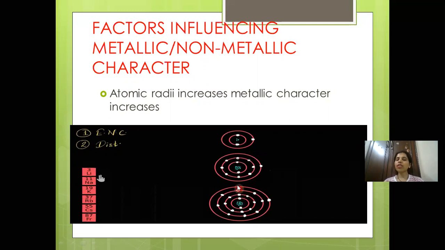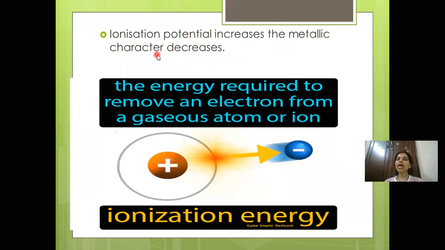So now when the atomic radii increases, metallic character increases, because the more easily they lose the electron, the more metallic they are. So the atomic radii increases, metallic character increases. From this we understand. Now next is ionization potential, which we have learned before.